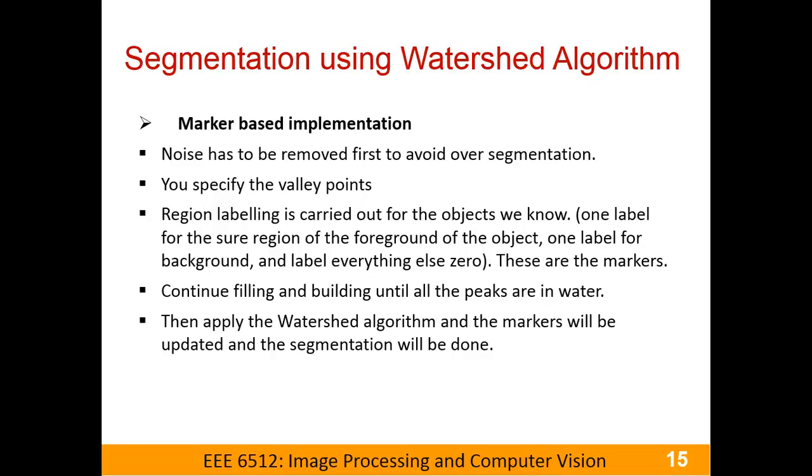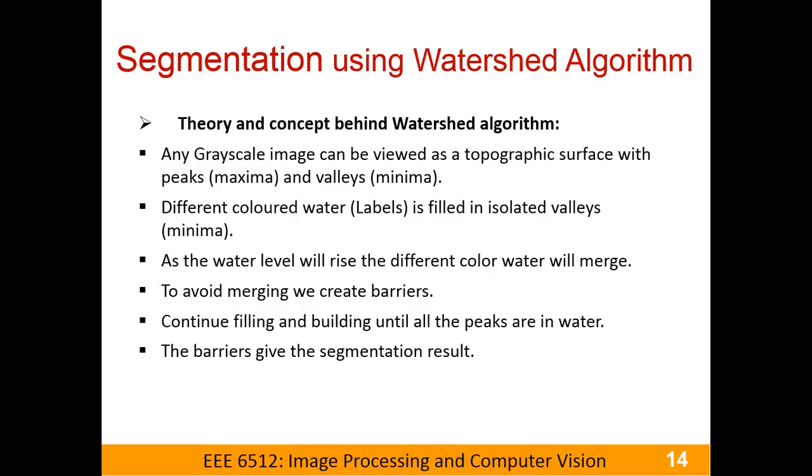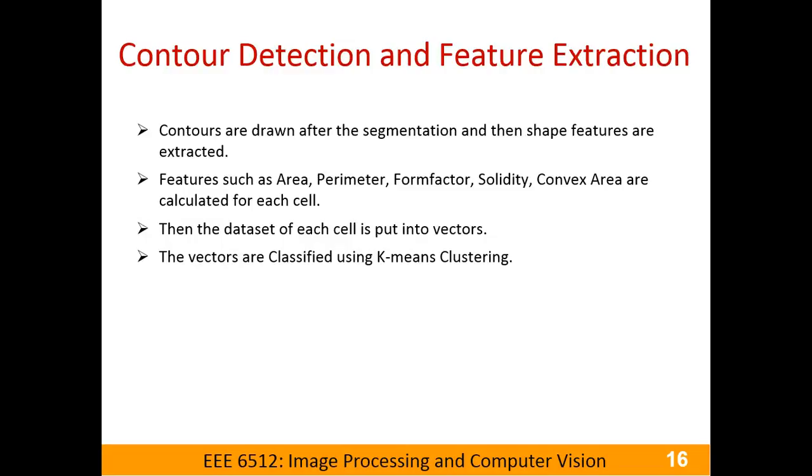The reason we are using the watershed algorithm is that the cells are overlapping or touching. As we can see here, a few of the cells are touching and overlapping, so it becomes difficult to segment them using conventional or traditional segmentation methods. So we are using the marker-based watershed algorithm for that reason.